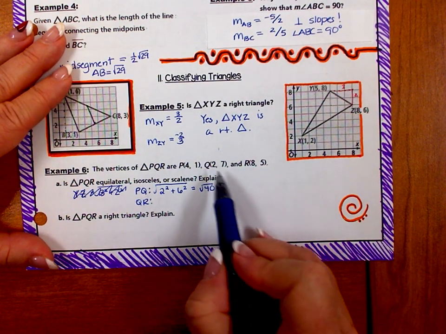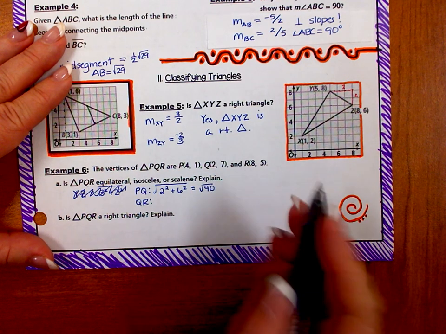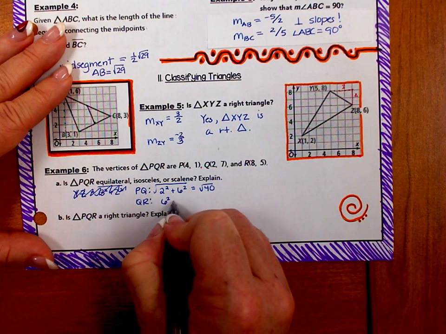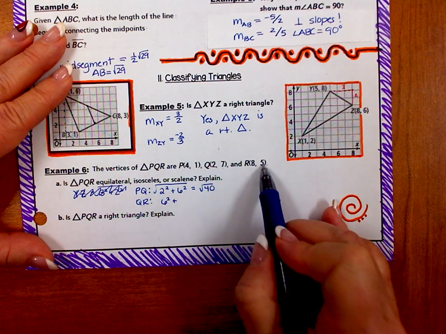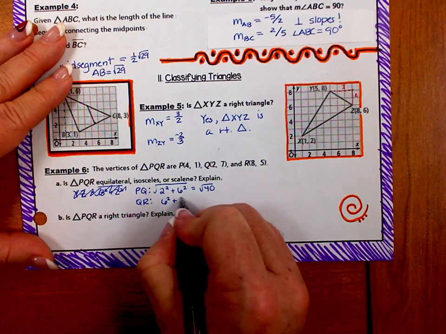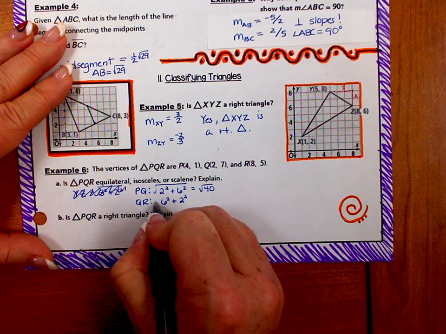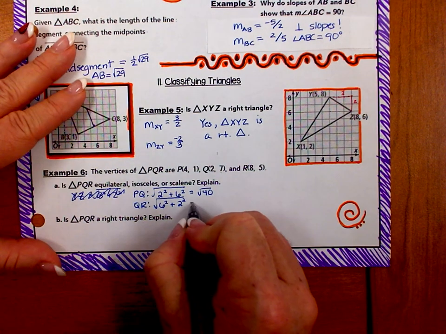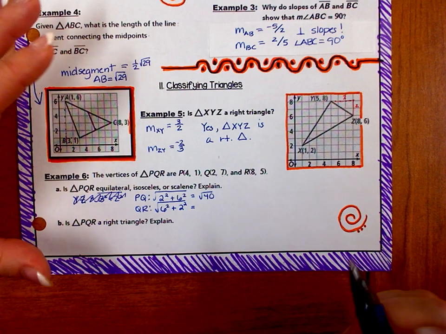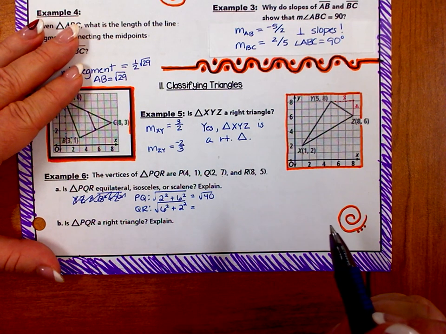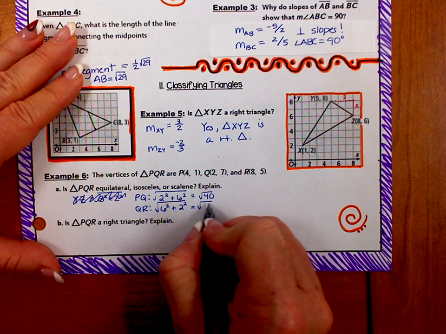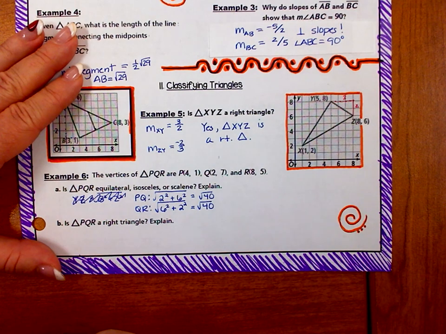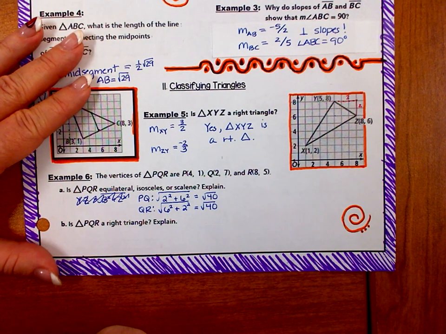Okay, now let's try from Q to R. So, difference in the sides. From 2 to 8, we have 6 squared plus, from 7 to 5, the difference is 2, so we're going to say 2 squared. Some of those are positive and some are negative, but when we square them, it makes them all positive. So I just figure out the absolute value of the difference between them. And for this one, we are also going to have the square root of 40. So at the very least, we're looking at an isosceles.